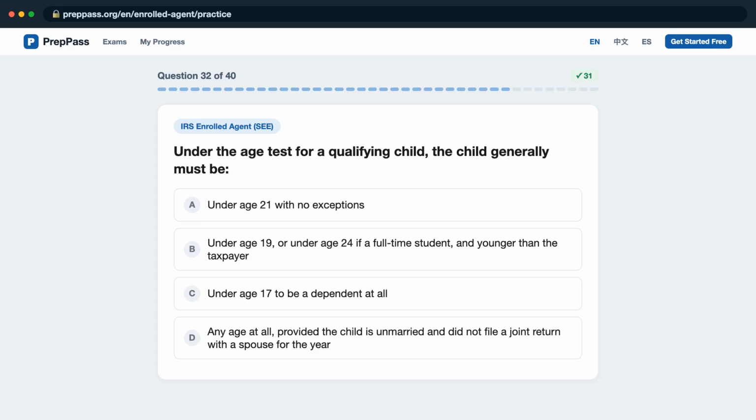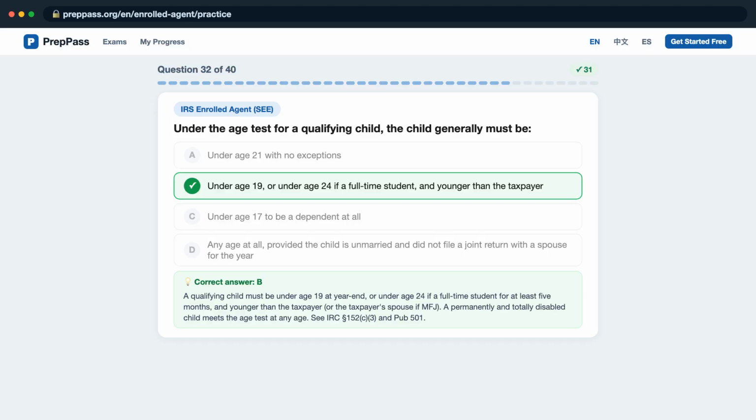Question 32. Under the age test for a qualifying child, the child generally must be, is it A, under age 21 with no exceptions? B, under age 19, or under age 24 if a full-time student and younger than the taxpayer? C, under age 17 to be a dependent at all? D, any age at all, provided the child is unmarried and did not file a joint return with a spouse for the year? The correct answer is B.